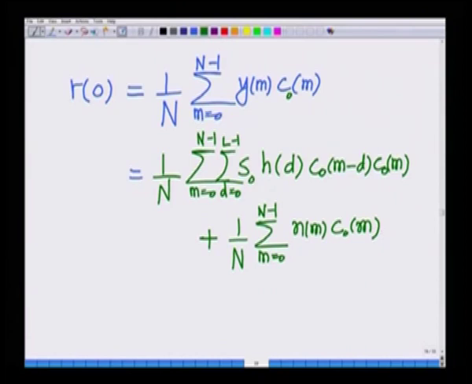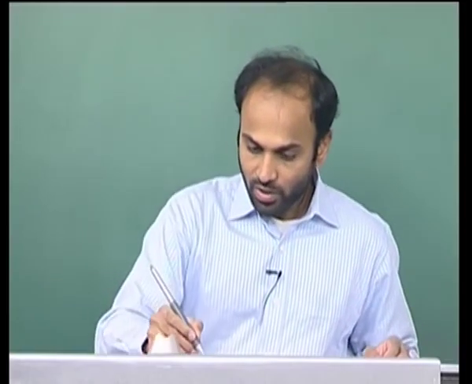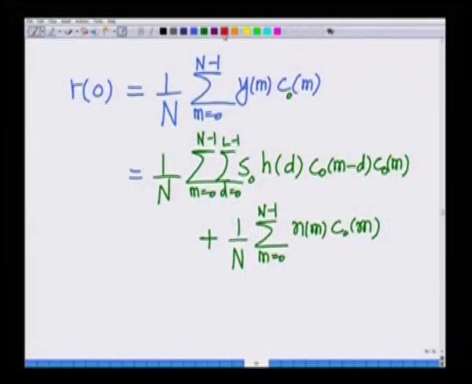Signal component is S0 h of d C0 of m minus d times C0 of m, plus the noise part is n of m C0 of m summation m equals 0 to n minus 1 divided by n. Now, the noise component we have seen several times before. This is noise n of m correlated with C0 of m, summation n of m C0 of m, m equals 0 to n minus 1 divided by n. We have seen this is noise of variance, so let me denote this by n tilde of 0. This is noise of variance sigma n square over n. We have seen this many times before.